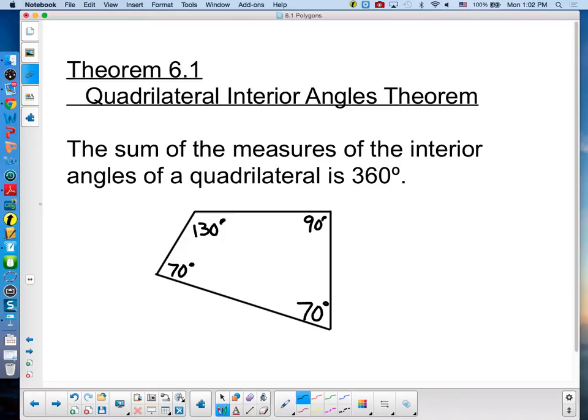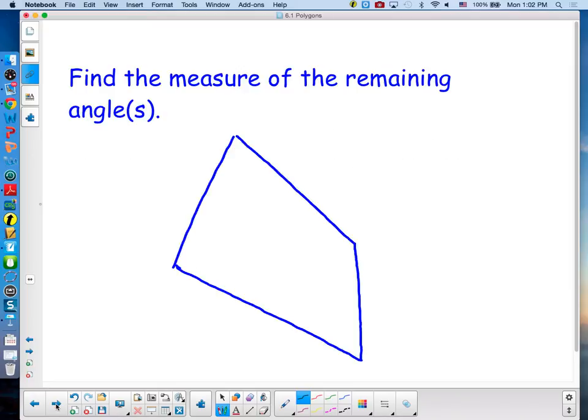Anyone still need the screen? Okay, so find the measure of the remaining angles. 88, 70, 120. What's the measure of the last angle? Don't shout it out, please. Put it on your board, and I'll not have you show until I say so. I don't want anyone cheating. What's the missing angle?